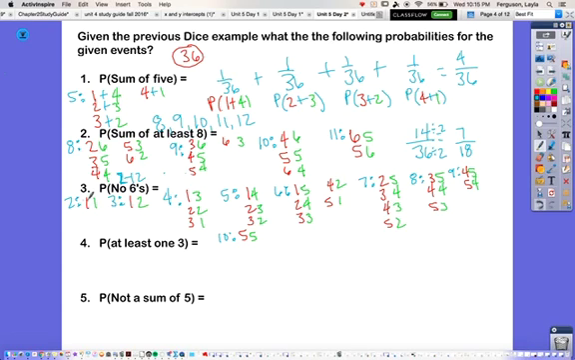So that's all. Then I would count them up. 1, 2, 3, 4, 5, 6, 7, 8, 9, 10, 11, 12, 13, 14, 15, 16, 17, 18, 19, 20, 21, 22, 23. So 23 out of 36.